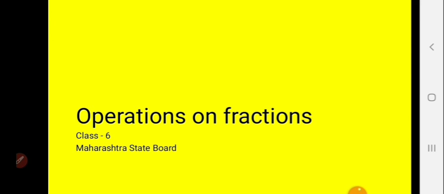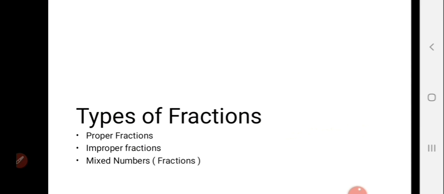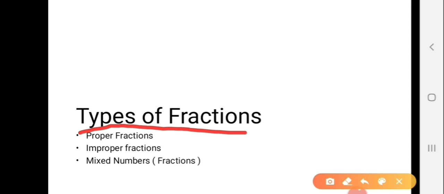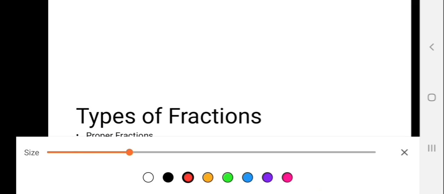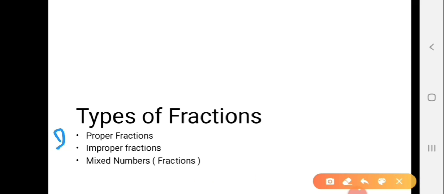Operations on Fractions, Chapter 4, Class 6. So today's first topic is types of fractions. How many types of fractions are there? There are mainly 3 types of fractions: proper fractions, improper fractions and mixed numbers. So let's study them one by one.